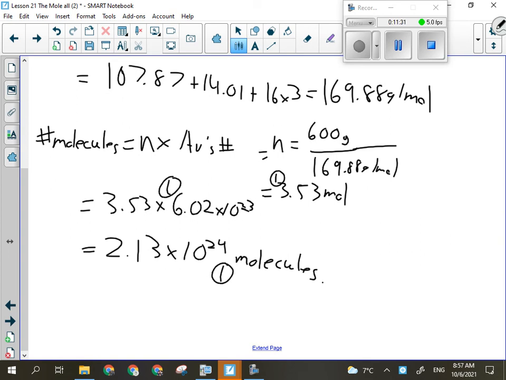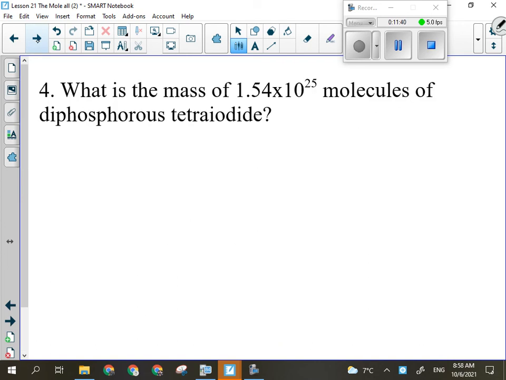All right. The last way I can ask you a mole equation question is the exact opposite of this. I give you the number of molecules and ask you to calculate the mass. So you do everything backwards. Okay? And then you'll get a recipe. All right, so write that one down. We'll walk through how we do that one.